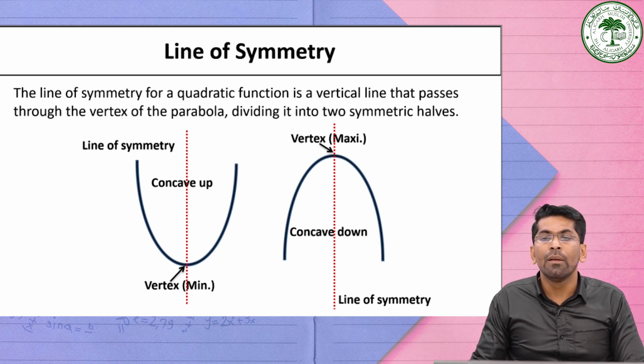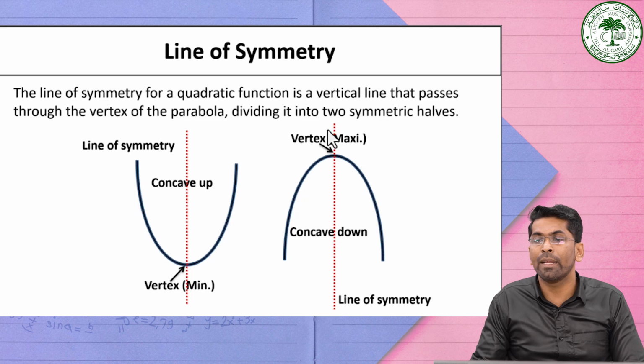So here the vertex, or point on the parabola, also lies on the axis of symmetry, the vertical line that passes through the vertex. It passes through the vertex, and this line divides the parabola into two symmetric halves.